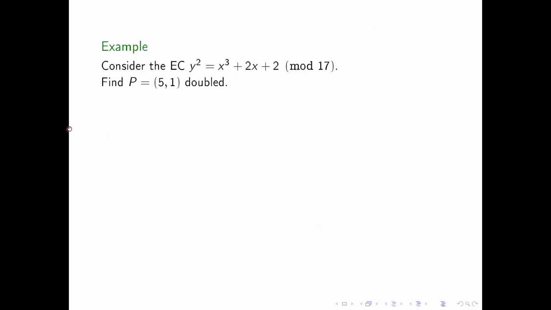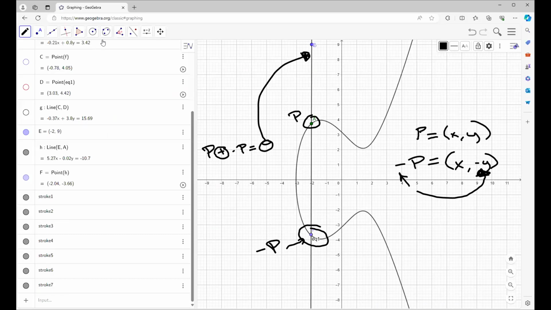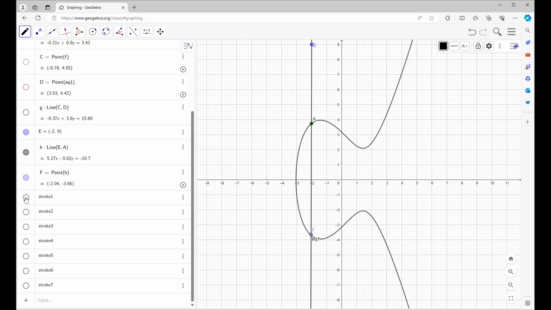We just talked about how the addition works, so let's actually do an example. So this is x cubed plus 2x plus 2, and now I'm going to change it to mod 17. Now, the truth is these equations still hold, but the geometry of how it works doesn't make sense, because if we're in mod 17, then we don't have this structure going on anymore. Instead, all we're left with is trying to figure out how I make all this work.